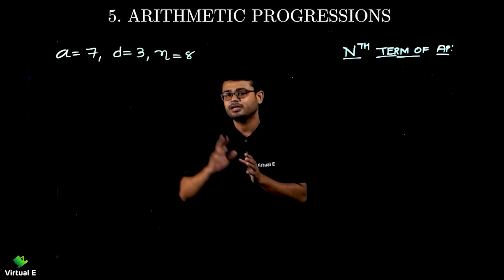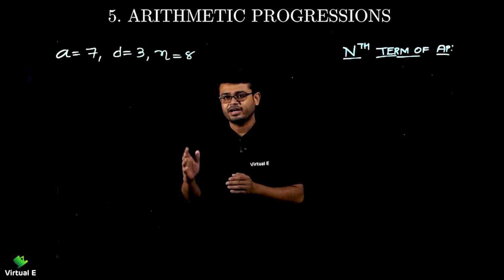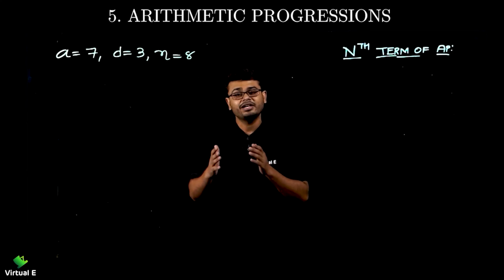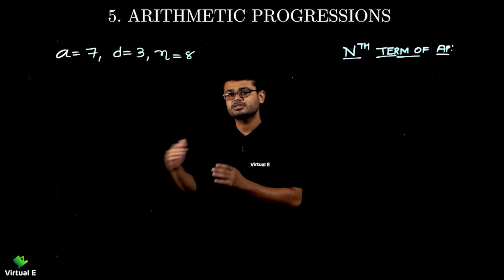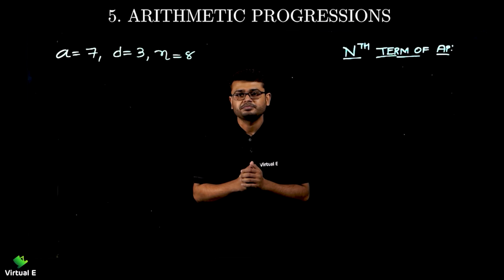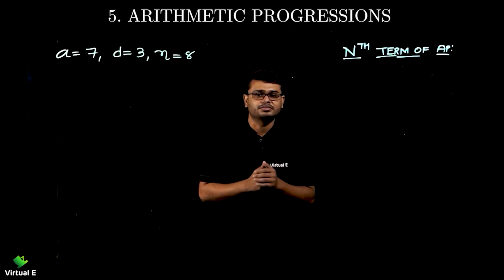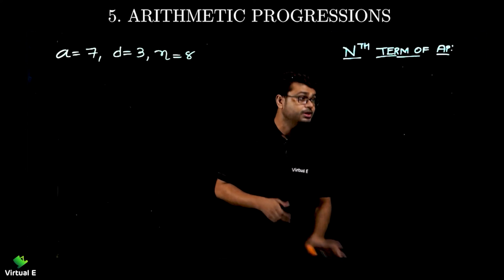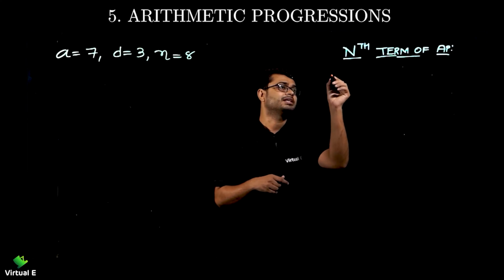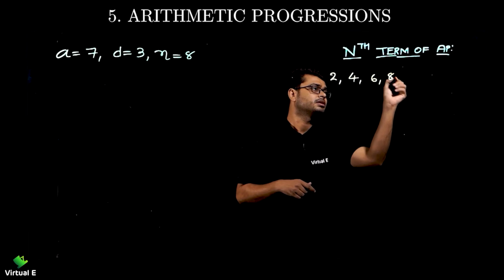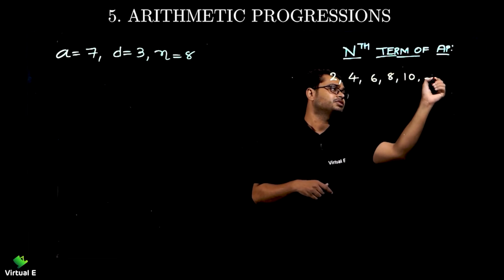Now we know AP, there are two types of AP, right? Infinite and finite. Finite means there are limited terms in that, and infinite means there are so many terms that you can go endlessly. So when we talk about the infinite AP, we can have so many terms like 100 terms, 200 terms, 300 terms. Let's talk about a simple one, the even numbers only: 2, 4, 6, 8, 10 and so on.